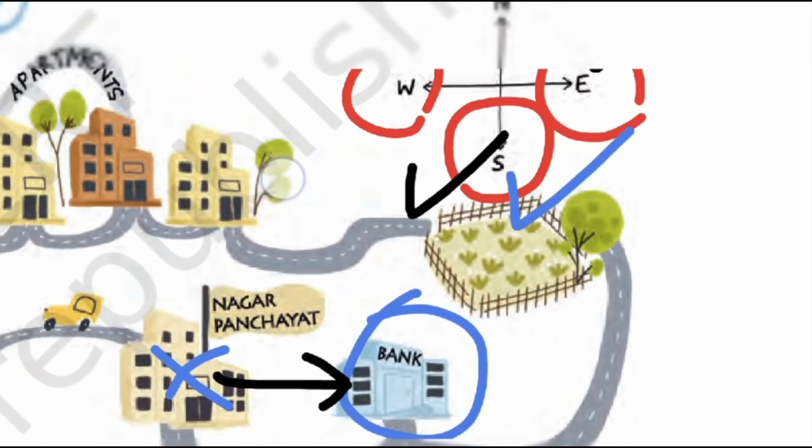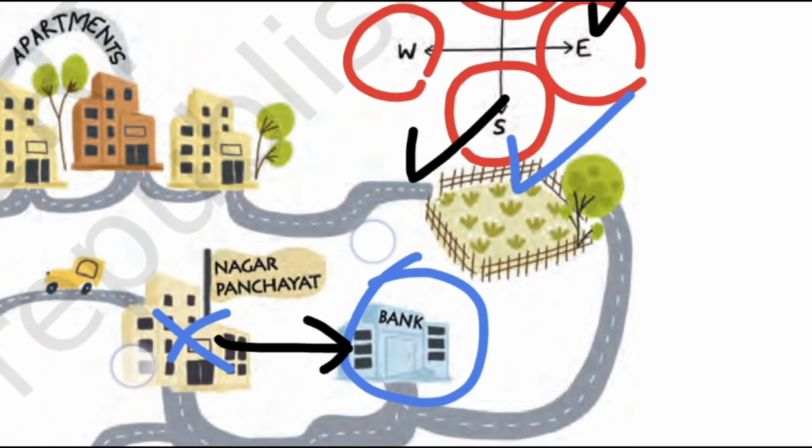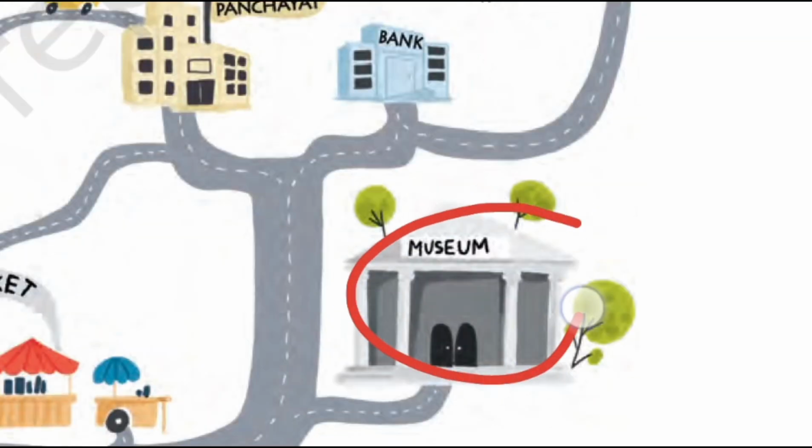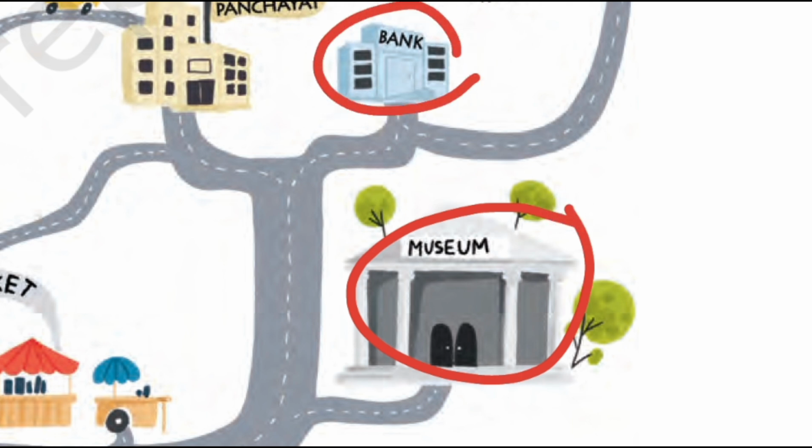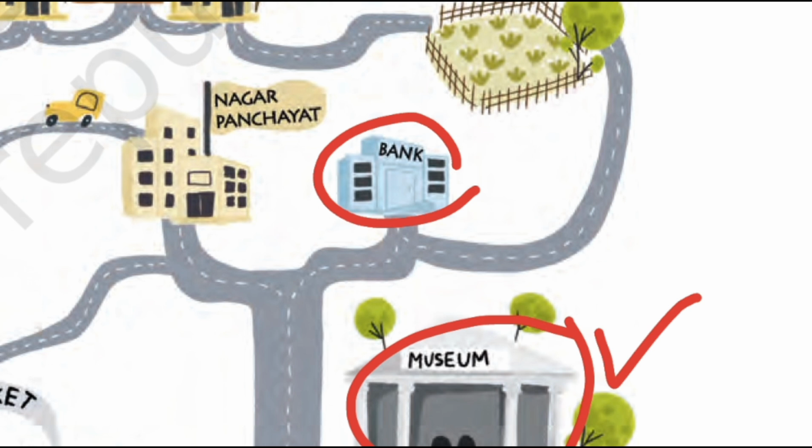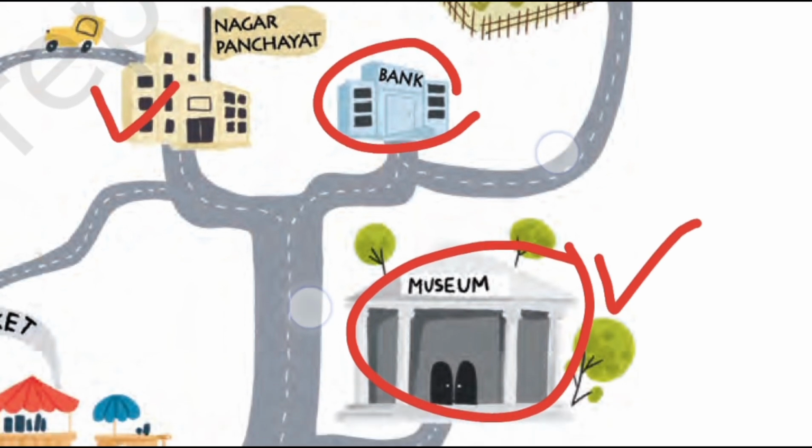Do you understand? Then we can take another example. You can see a museum here, isn't it? This is a museum. So we want to find out the direction of the bank with respect to the museum. First we found the direction of the bank with respect to the Nagar Panchayat. Now we want to find out the direction with respect to the museum. How do we find it? First we want to draw an arrow. We start from the museum, so we want to start from the reference point. Here the museum is the reference point.